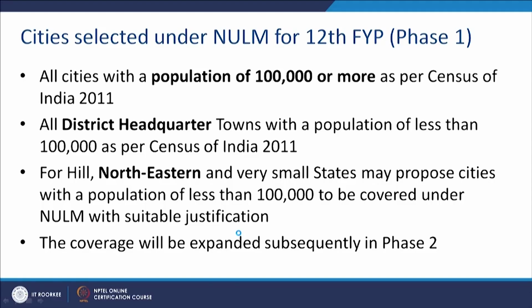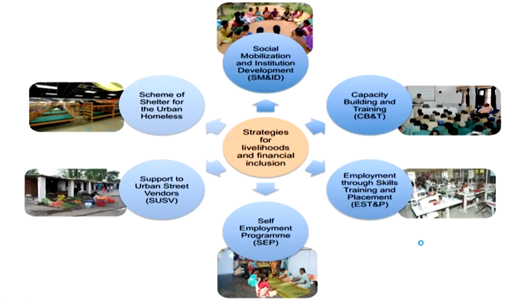Now have a look at what cities are included in the NULM. Basically, cities with a population of 1 lakh or more are included in the NULM program. Apart from that, district headquarters will be included. For the northeastern states, some small cities are also accommodated because they may not have 1 lakh population or a district headquarter. The coverage will be expanded subsequently in phase 2. So it is being expanded in various phases.